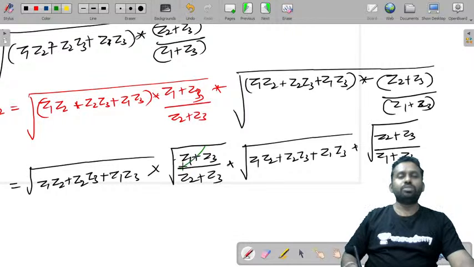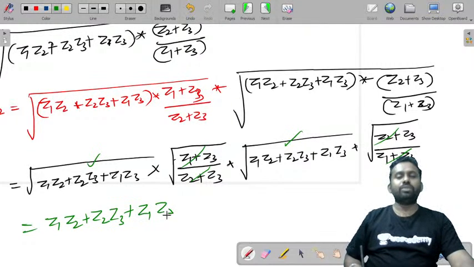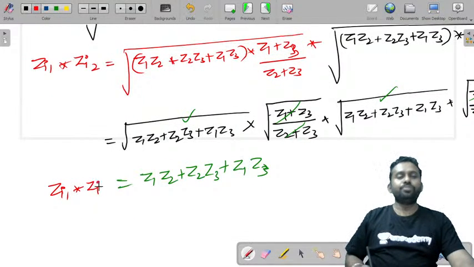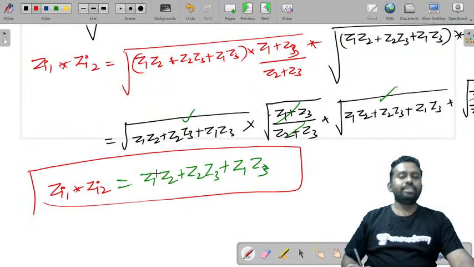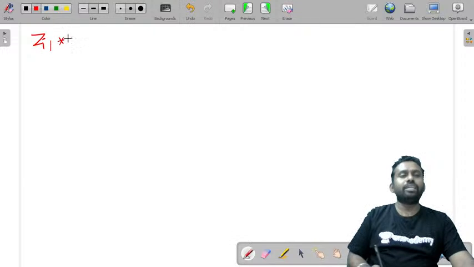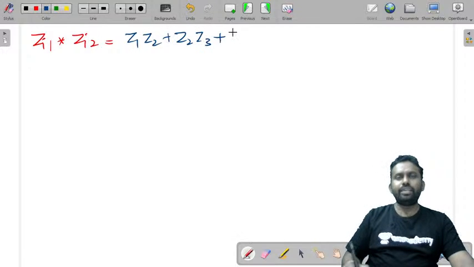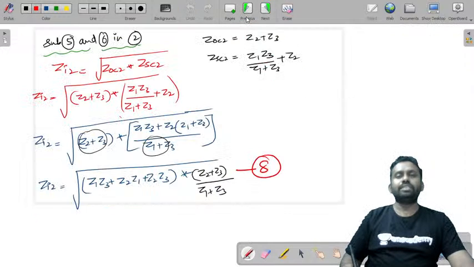You can cancel these terms, actually this root and this root, so both roots will cancel and you'll get Z1 Z2 plus Z2 Z3 plus Z1 Z3. What is this equal to? This is equal to Zi1 into Zi2. Let us keep this aside for now. So Zi1 into Zi2 is equal to Z1 Z2 plus Z2 Z3 plus Z3 Z1. This is the first part. Let us call this equation 9.